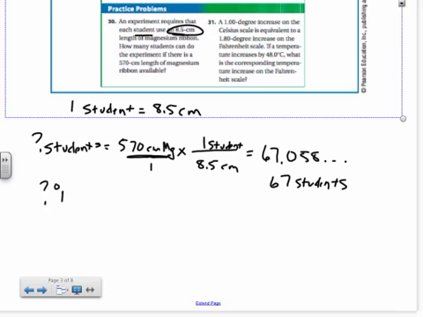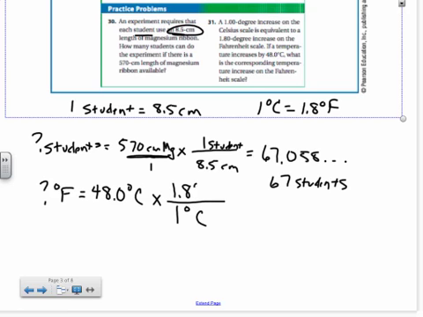So we want to know degrees Fahrenheit given 48 degrees Celsius. We know that 1 degree Celsius is 1.8 degrees Fahrenheit. Set it up so that it cancels. That means Celsius needs to go on the bottom here. 1.8 needs to go on the top. 48 times 1.8, 86.4 degrees Fahrenheit is what we would get.